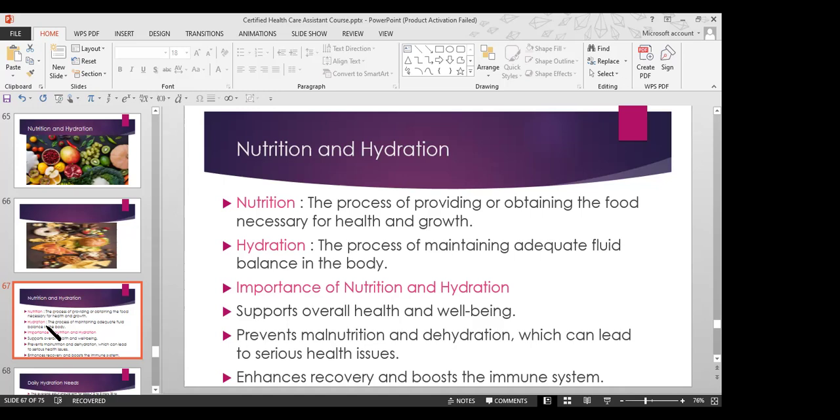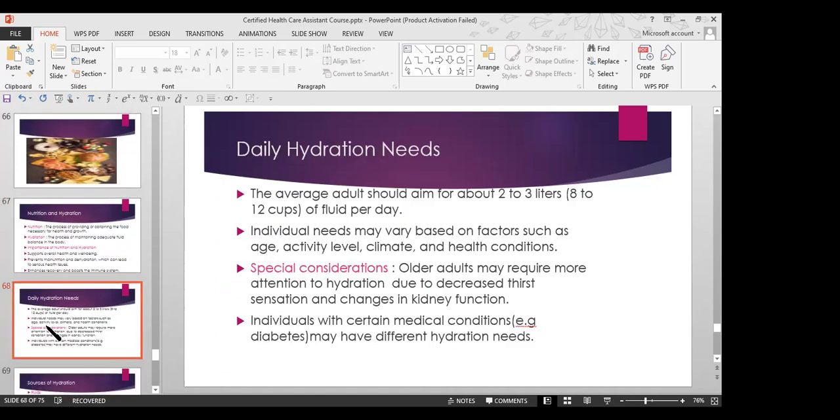Now, what's another importance? Because you are dealing with vulnerable people whose immune systems are most likely affected because of the illnesses they have, they have to take enough water, they have to take nutritious meals so that they can recover, and it can help to boost their immune systems. This is important. All right.